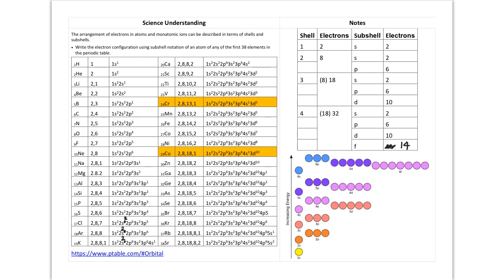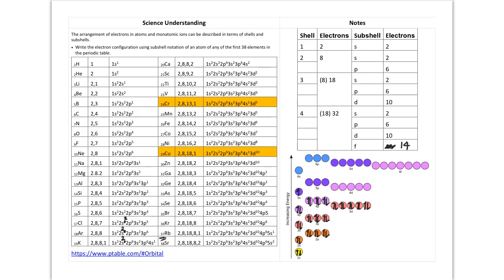Rubidium is element number 37. So we need 37 electrons, and we would go 1, 2, 3, 4, 5, 6, 7, 8, 9, 10, 11, 12, 13, 14, 15, 16, 17, 18, 19, 20, 21, 22, 23, 24, 25, 26, 27, 28, 29, 30, 31, 32, 33, 34, 35, 36, 37. So that's what we needed to get to, 37.